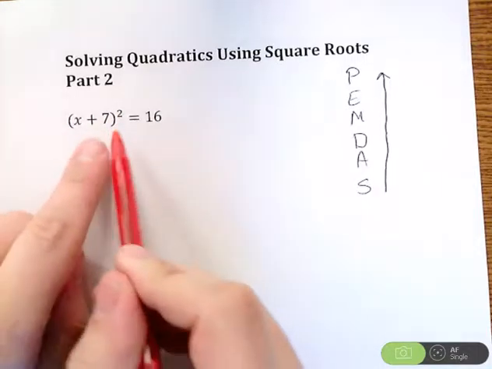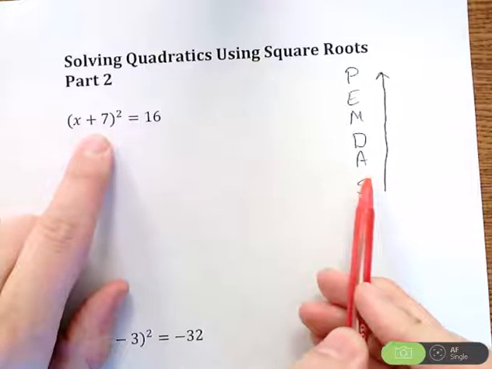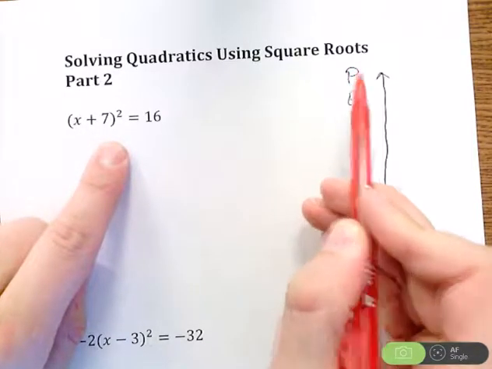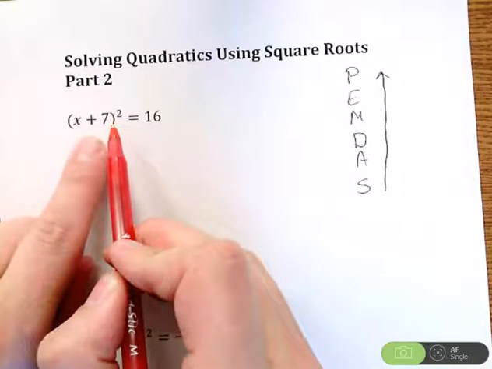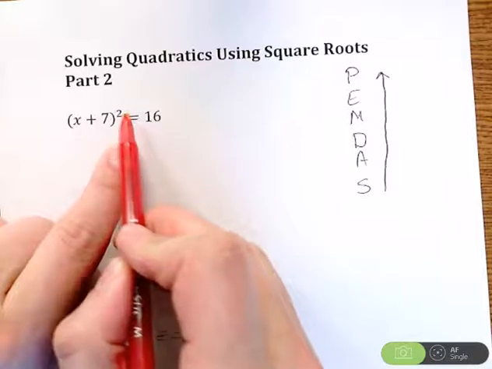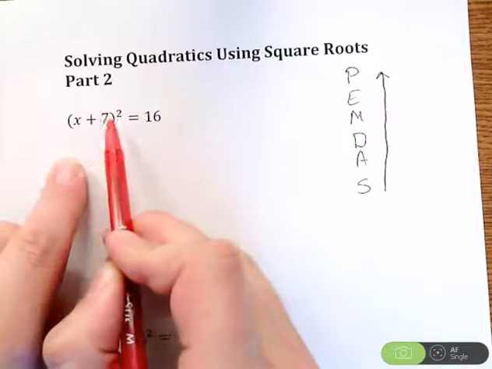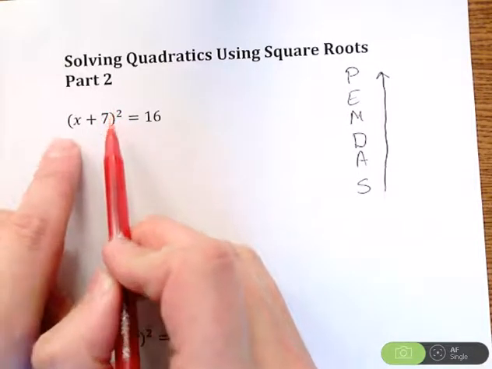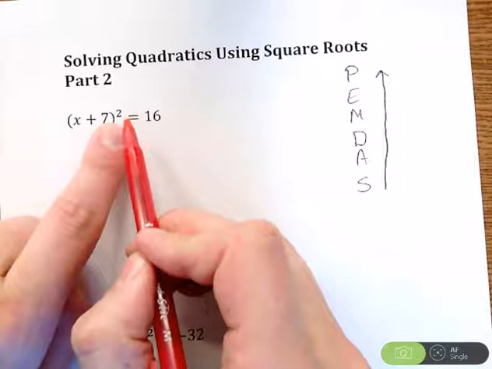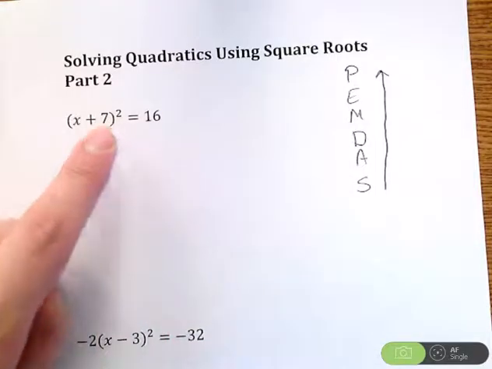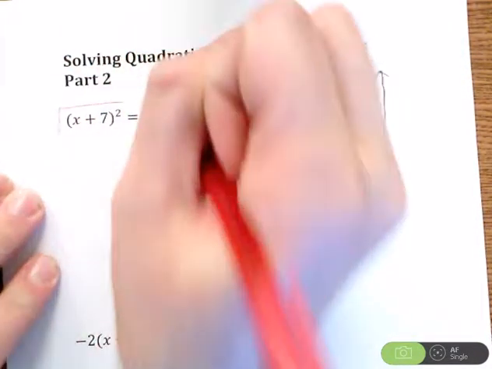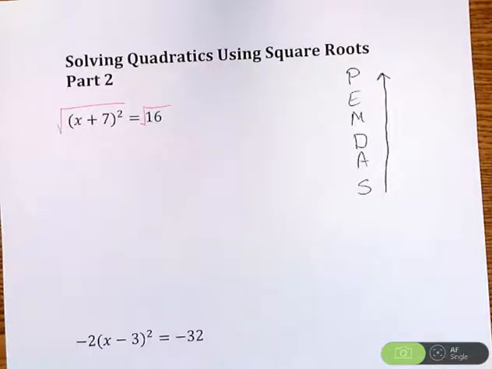So I see a plus 7, which would be addition/subtraction, but if you notice, the plus 7 is inside parentheses. That should be the last thing we do, what's inside the parentheses. But outside the parentheses, I have this exponent. So on the side of x, I have a plus 7 and a square, but since the plus 7 is inside parentheses, we actually want to get rid of the square first. So to get rid of a square, we're going to square root both sides.